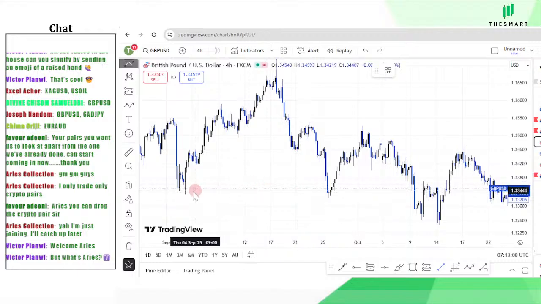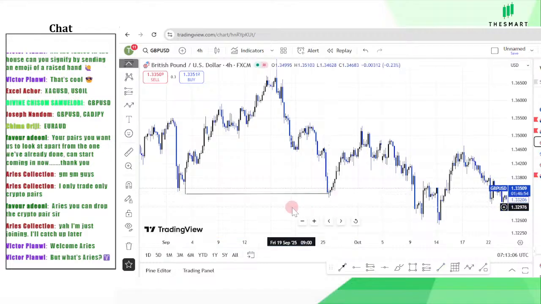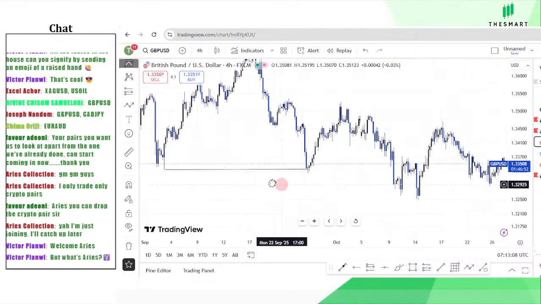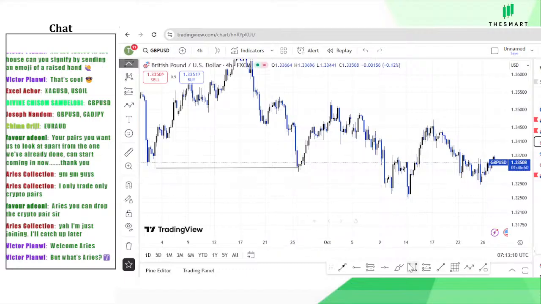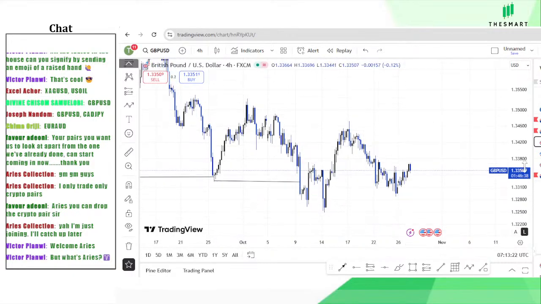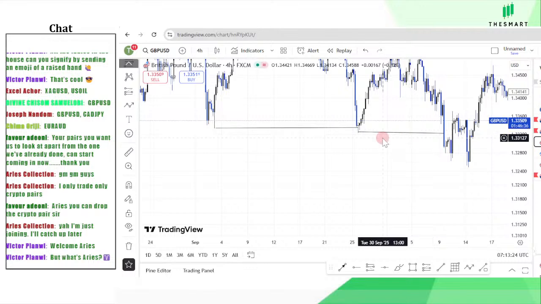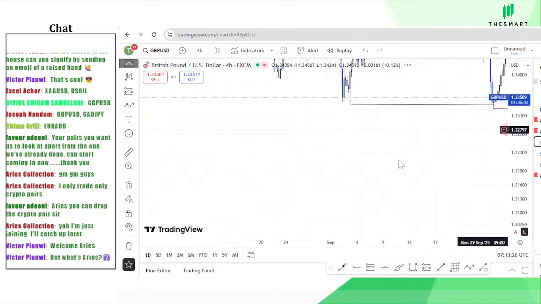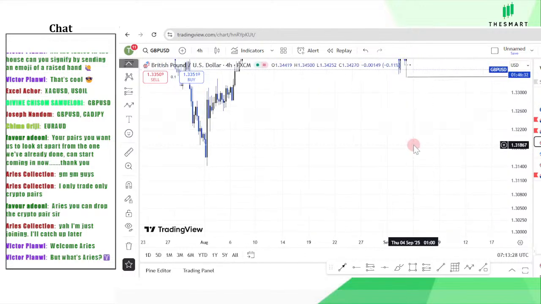And this low, we had what? This week. So we had a sweep there from the 4 hours. We have this break, and looking at this break, let's get to look at this zone we marked on the daily.